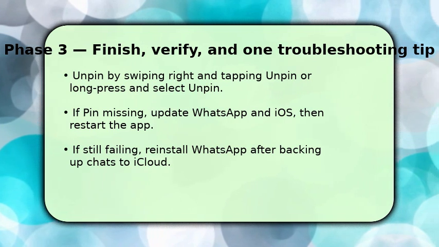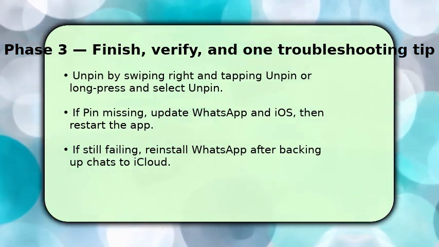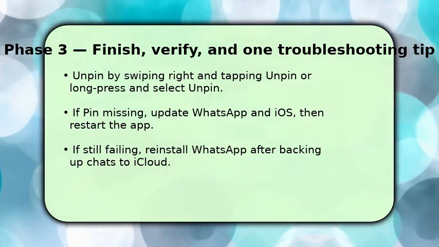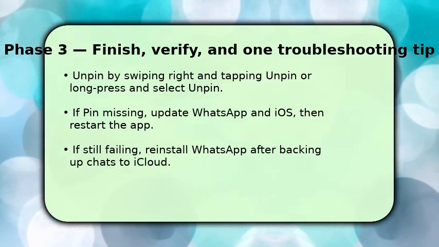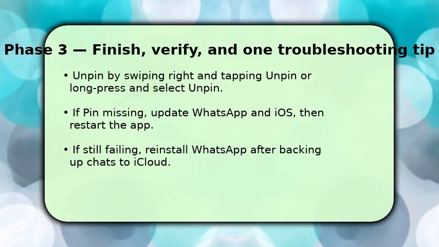If you don't see the pin option, make sure WhatsApp and iOS are updated, then force close and reopen the app. This resolves most glitches. If pinning still fails, back up your chats to iCloud, reinstall WhatsApp, and restore the backup. That often clears persistent issues while keeping your messages intact.